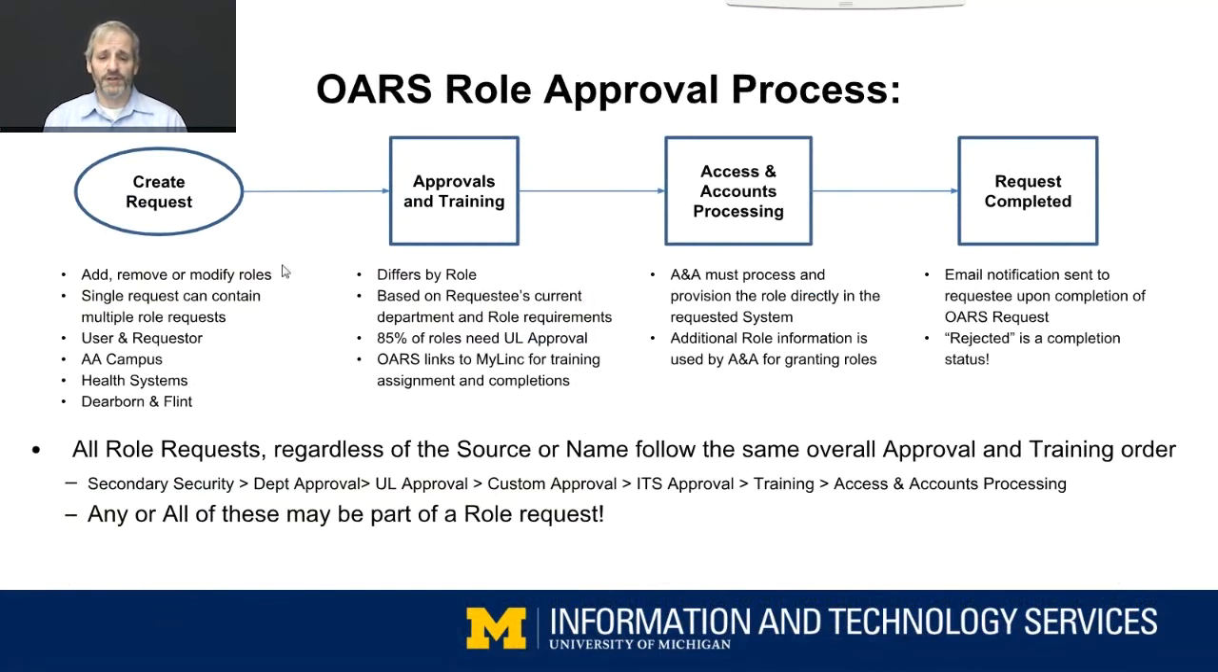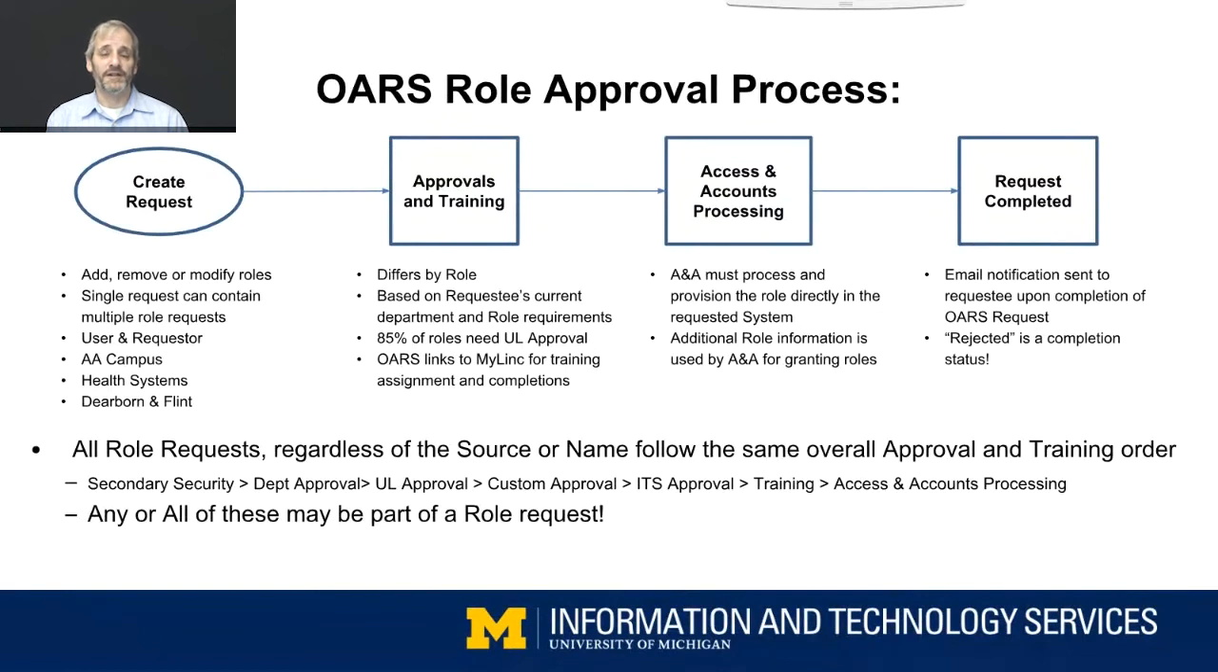Once the approvals and trainings are done, access and accounts gets the request. They provision the roles directly into the systems. Sometimes there is additional role information that they will use to assign additional roles, and again, that's part of their processes. You shouldn't have to worry about it. And then once everything is completed, you'll get an email saying that your request has been completed. And again, rejected is a completion status.